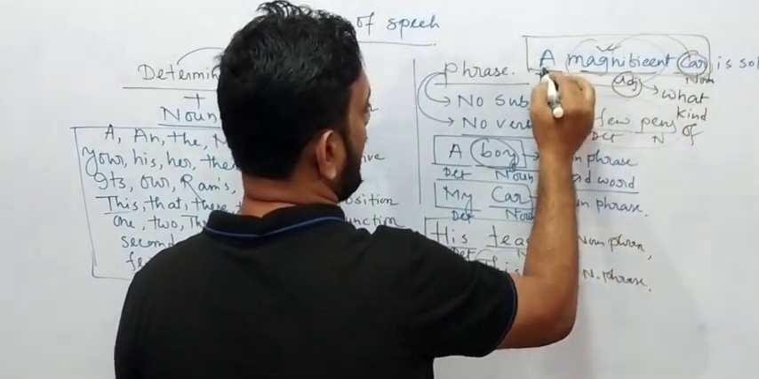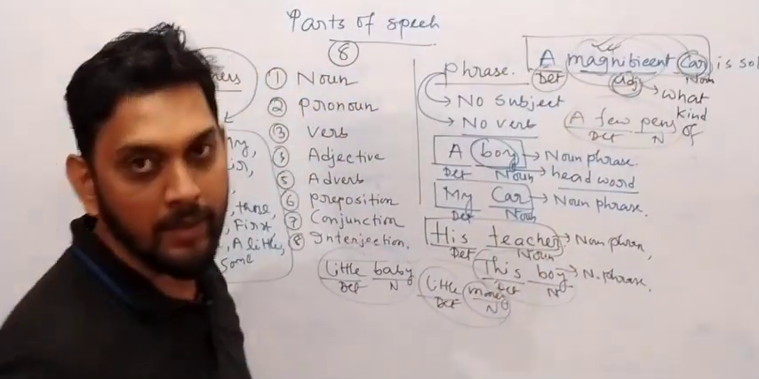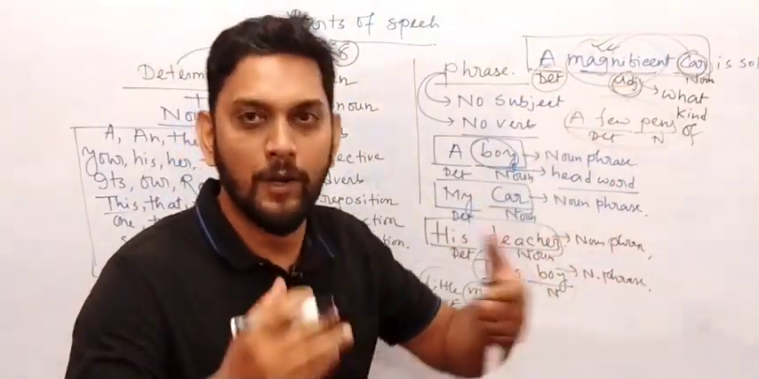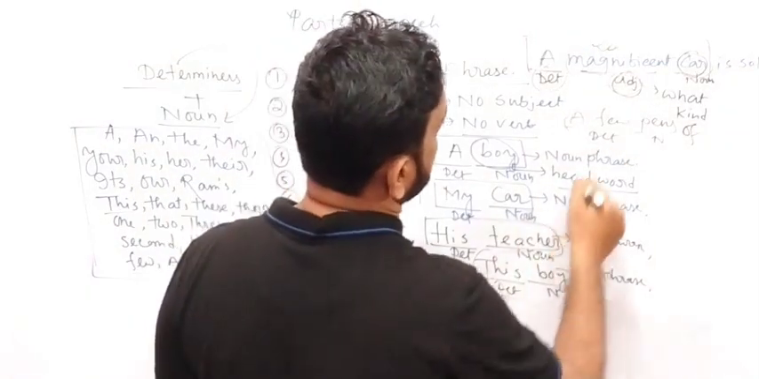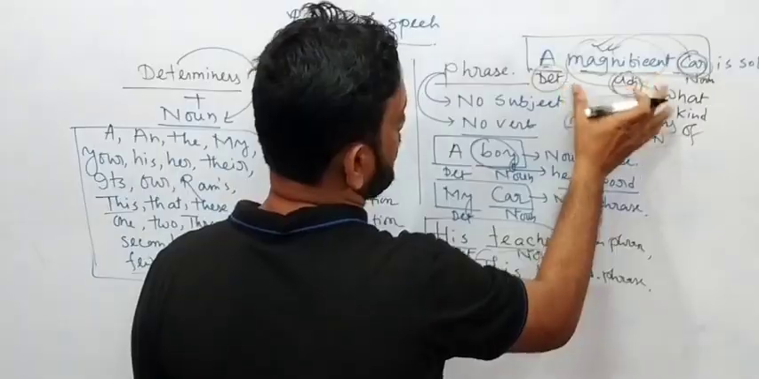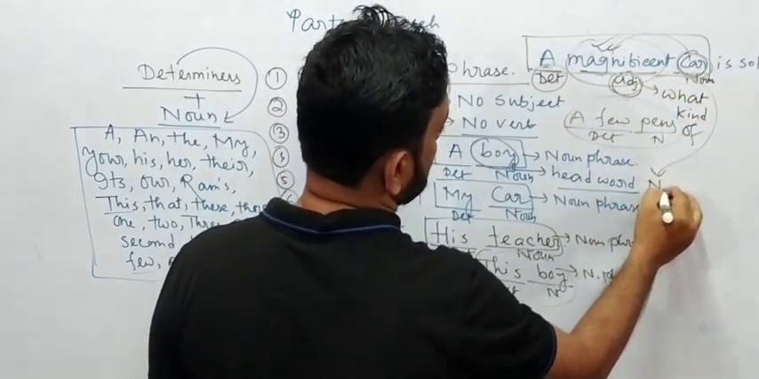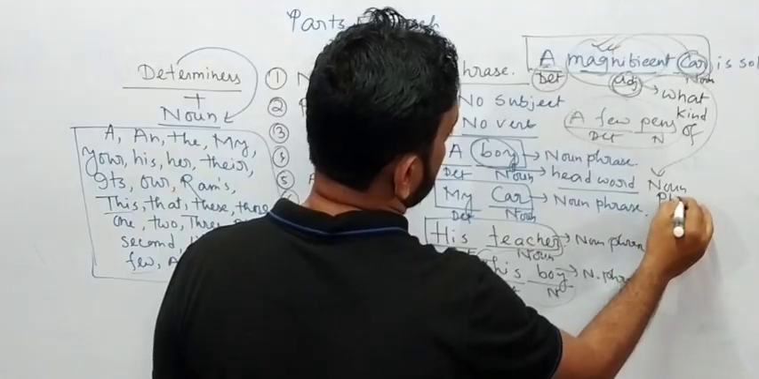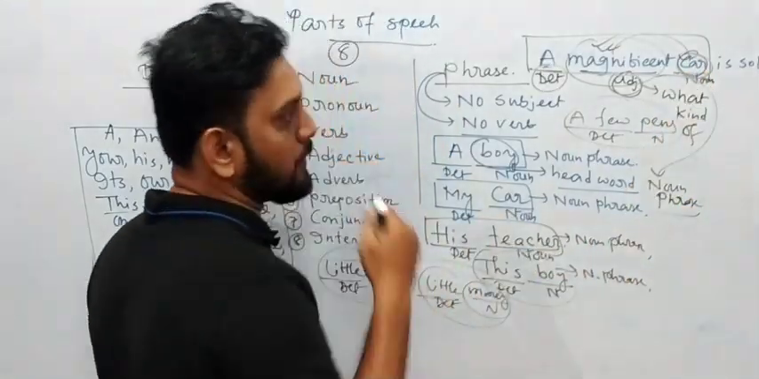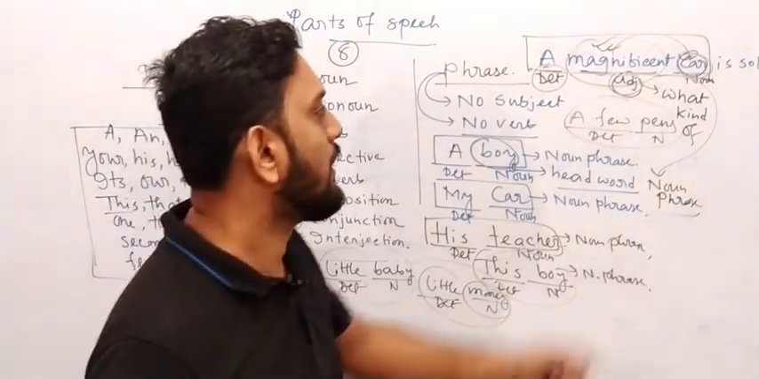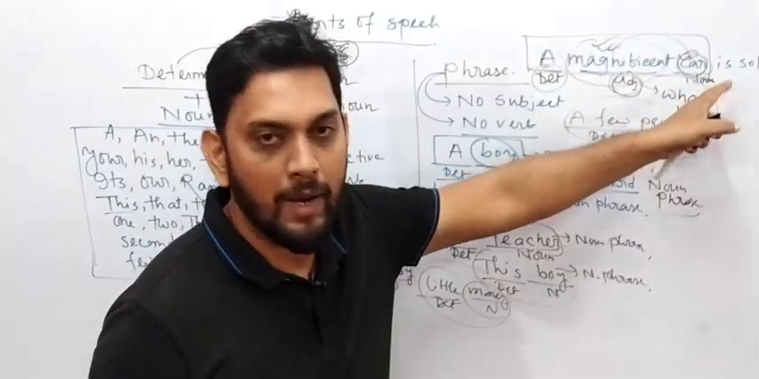So from "a" to "car" is called a noun phrase because the head word is a noun, and before it come the words a and magnificent. Determiner is also part of an adjective. So if you only talk about "a magnificent car," that would be a noun phrase. And why is it called a noun phrase? Because the last word is the noun, the head word, or the main word, is a noun, so it is known as a noun phrase. And according to the noun, we have used the verb is.